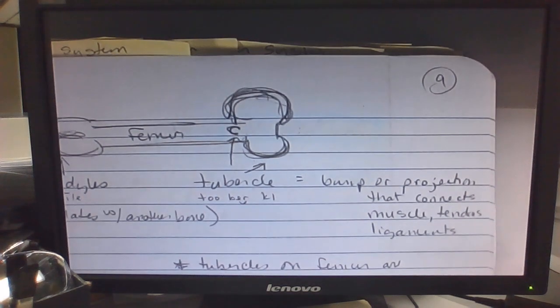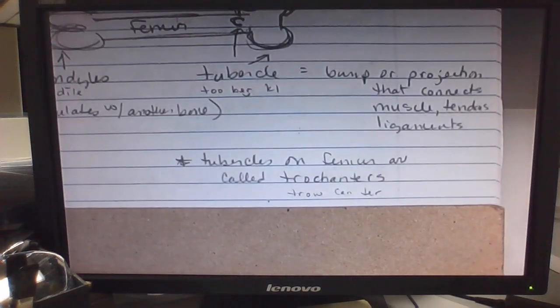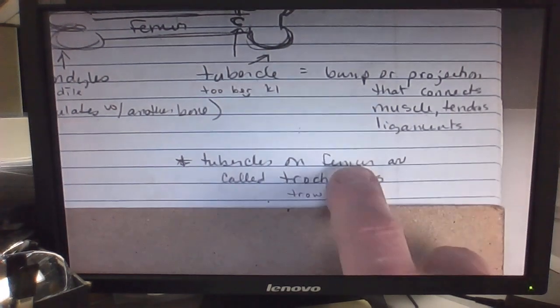When the tubercle is on the femur, that's when it's called a trochanter. So the greater trochanter is a tubercle, lesser trochanter is a tubercle. Trochanters are tubercles on the femur.